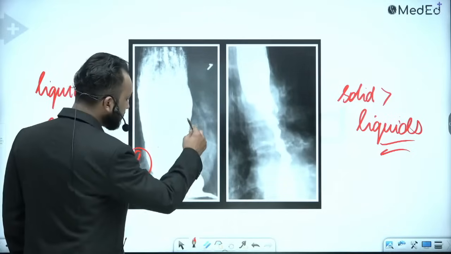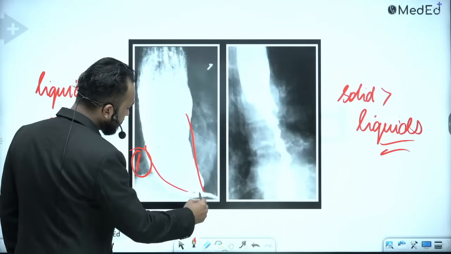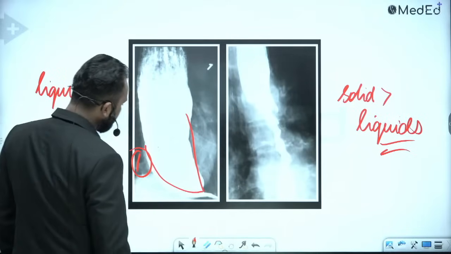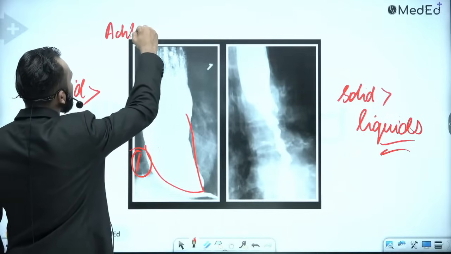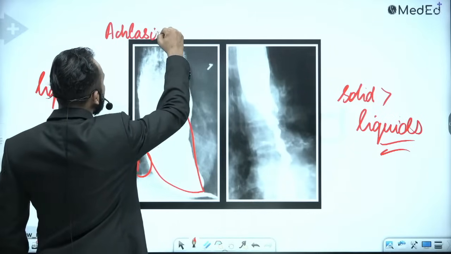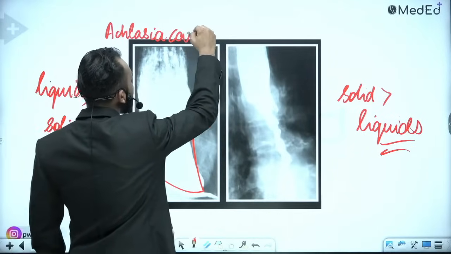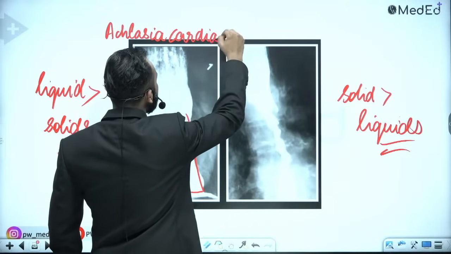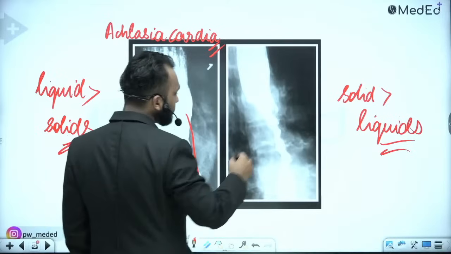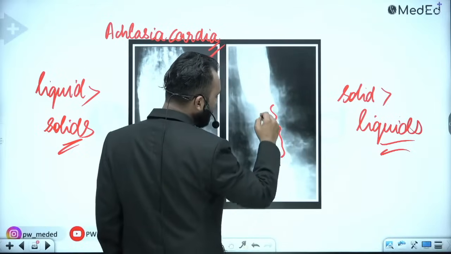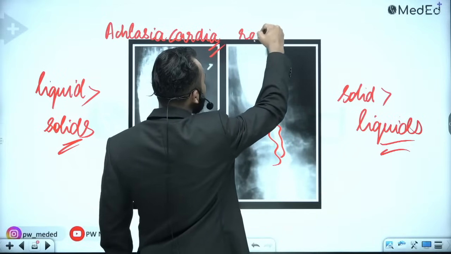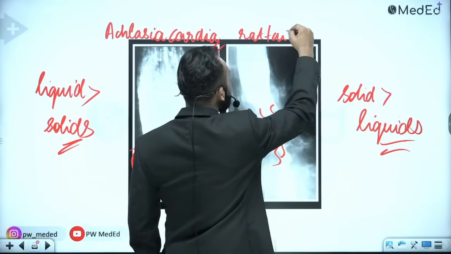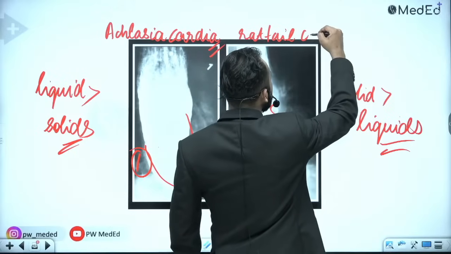Very good, Yashwant. So this is the bird's beak appearance seen in patients with achalasia cardia. And in the second image we can see irregular narrowing of the esophagus, giving a rat tail appearance seen in patients with esophageal cancer.